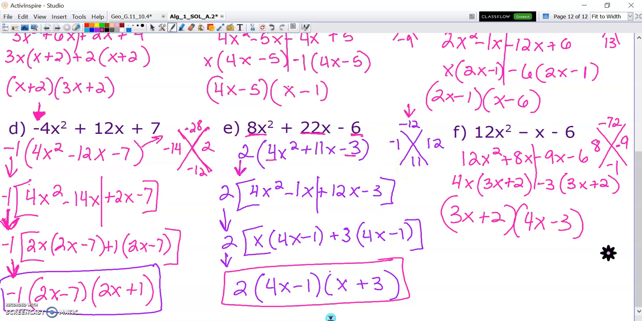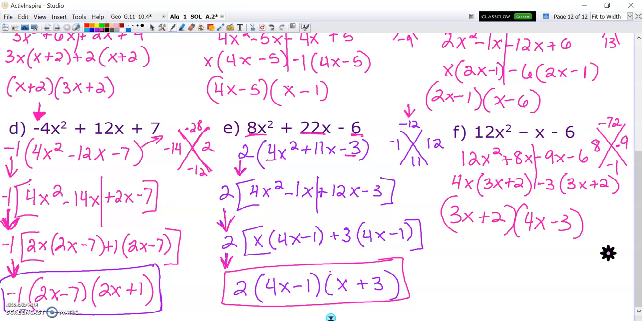Find your 2 side pieces, break that middle term up into 2 pieces, and go ahead and do factor by grouping. Always remember to bring your GCF along for the ride. It is part of your answer here. It is a factor. We have 2, 4x minus 1, and x plus 3.